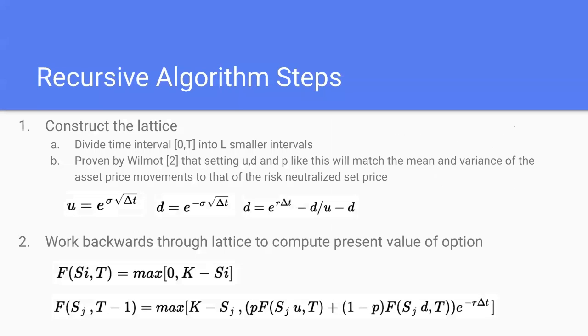So now the recursive algorithm proceeds in 2 phases. We first construct the lattice, and then second, we work backwards through the lattice from time T so that we can compute the present value of the option.